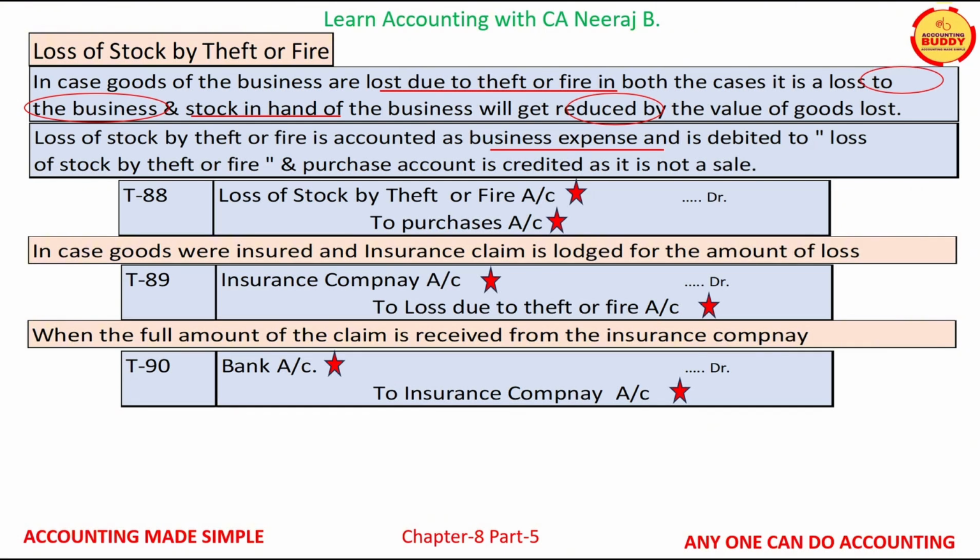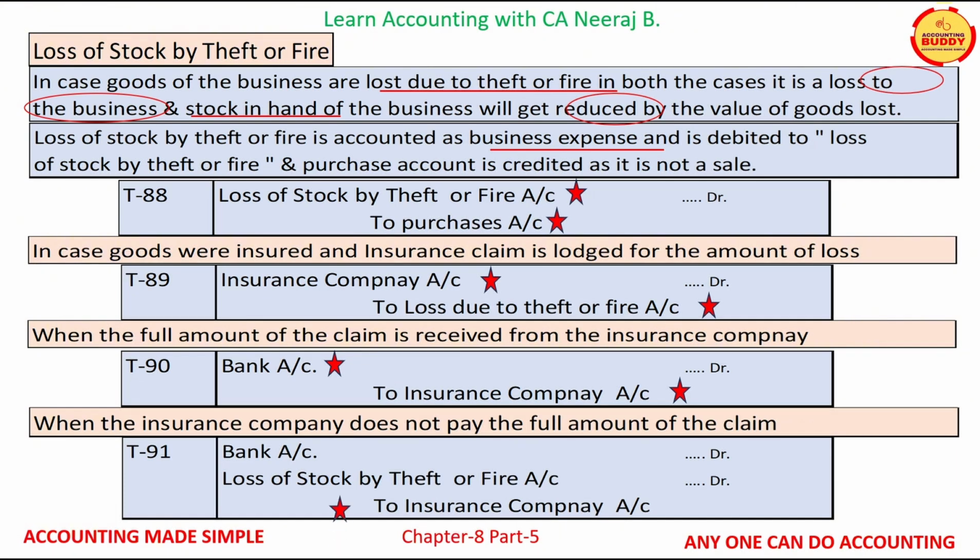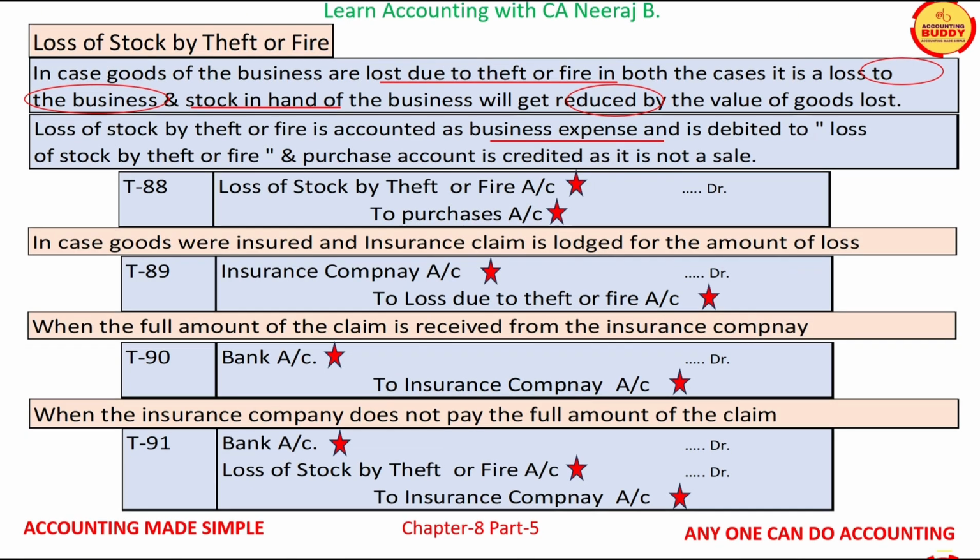Now there might be a case when an insurance company does not pay the full amount of the claim. In that case below entry is passed. Debit bank account with the partial amount of claim received, debit loss of stock by theft or fire account with the portion of the insurance claim not paid by the insurance company, and credit the insurance company as the full value of the claim lodged is settled.